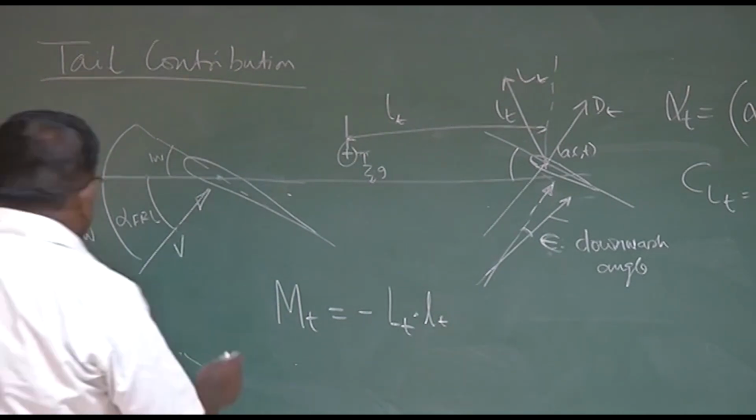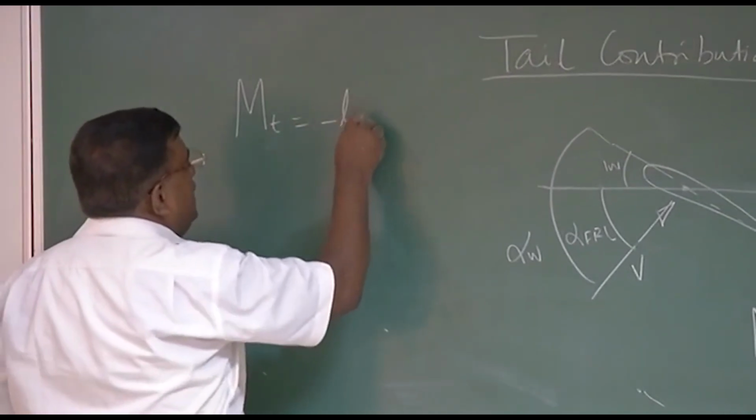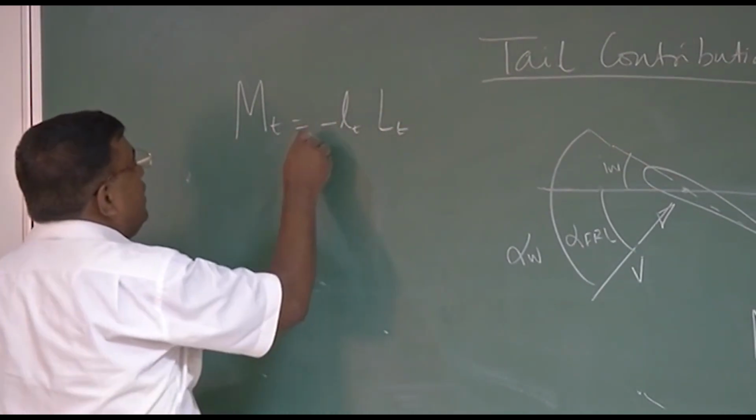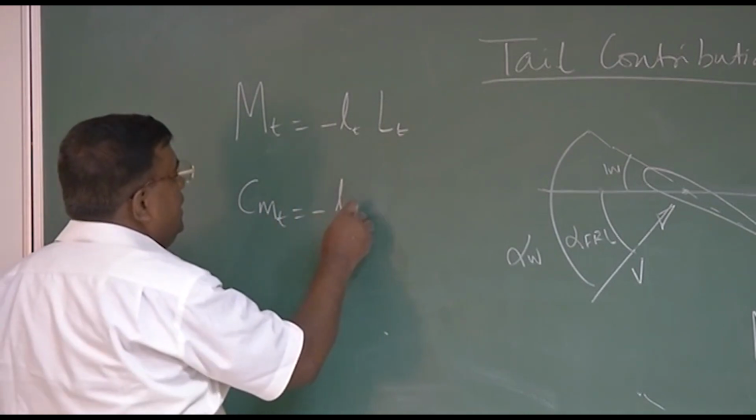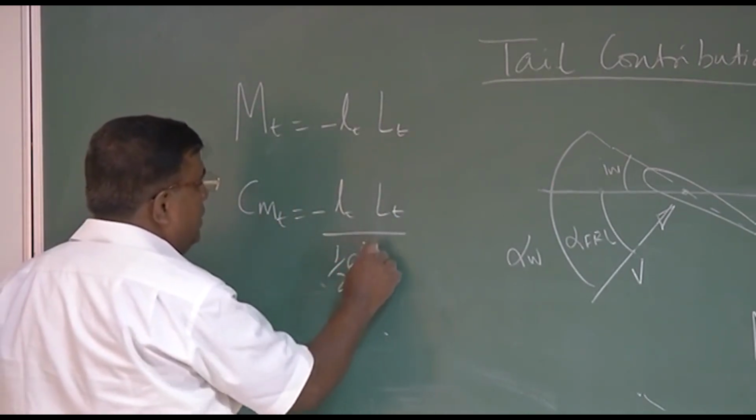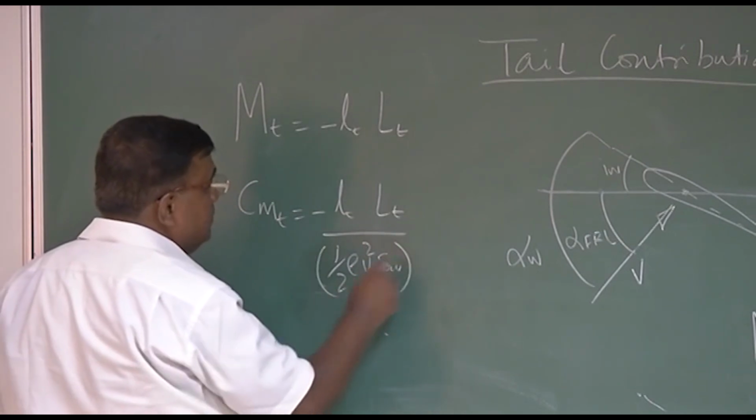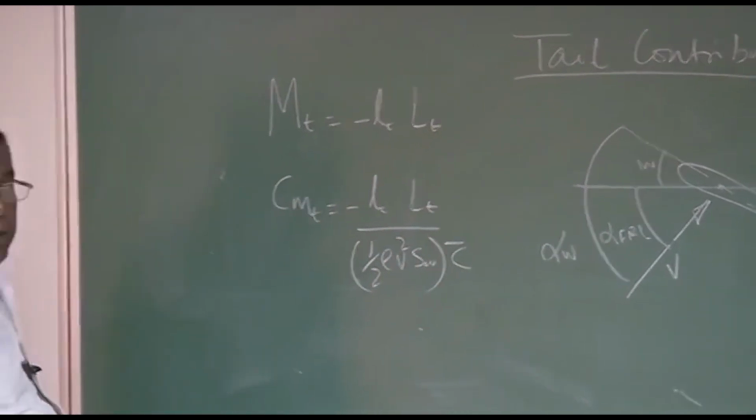So from moment, from MT, let's say LT into capital LT. If I want to come to CMT, I am now an expert. I write LT into LT by half rho v square SW into C bar. So that will be my CMT.